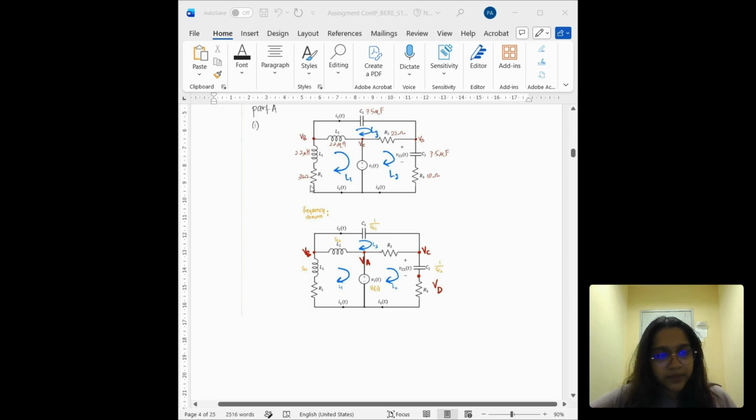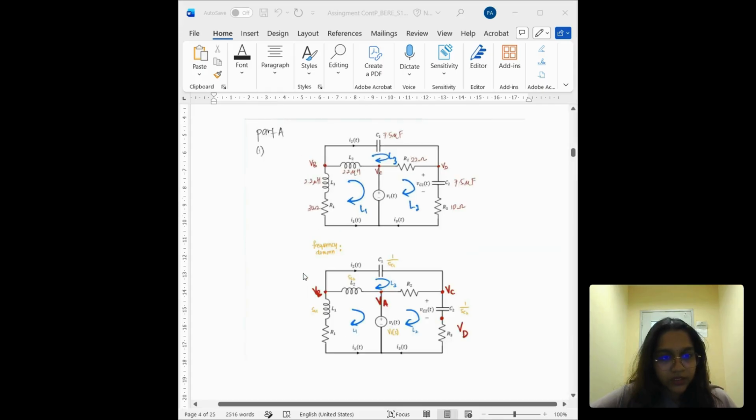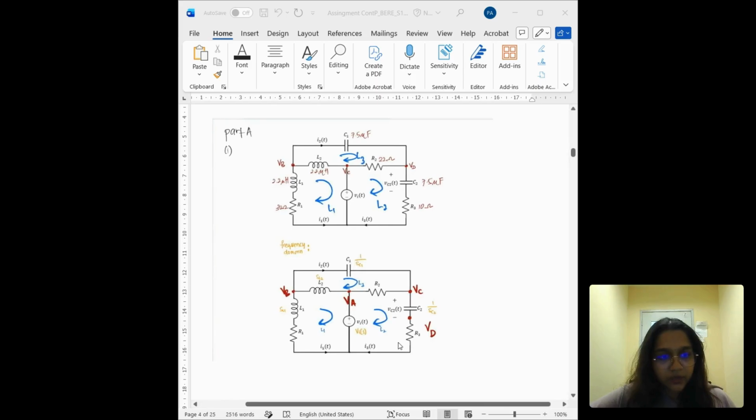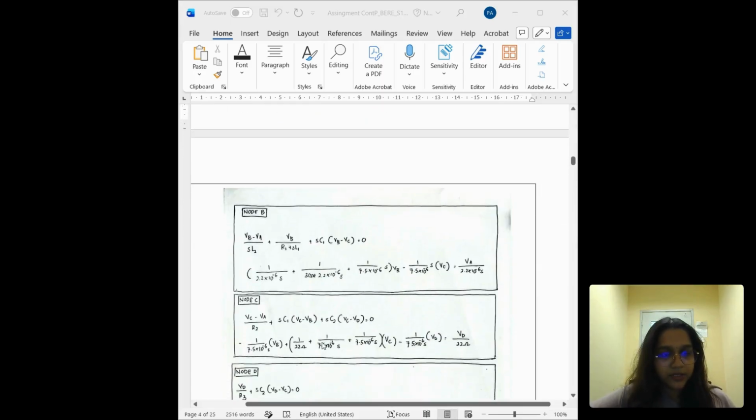As for the next step, I converted this into the S domain. So L1 will be sL1, and L2 will be sL2, and C1 will be 1 over sC1, and C2 will be 1 over sC2. And I labeled the nodes VB, VA, VC, and VD. So let's get into the calculation.